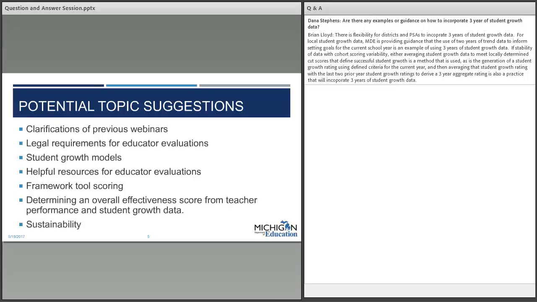So those are 3 different methods, and districts can choose the method that makes the most sense to them with their student population. Hopefully that answers your question.